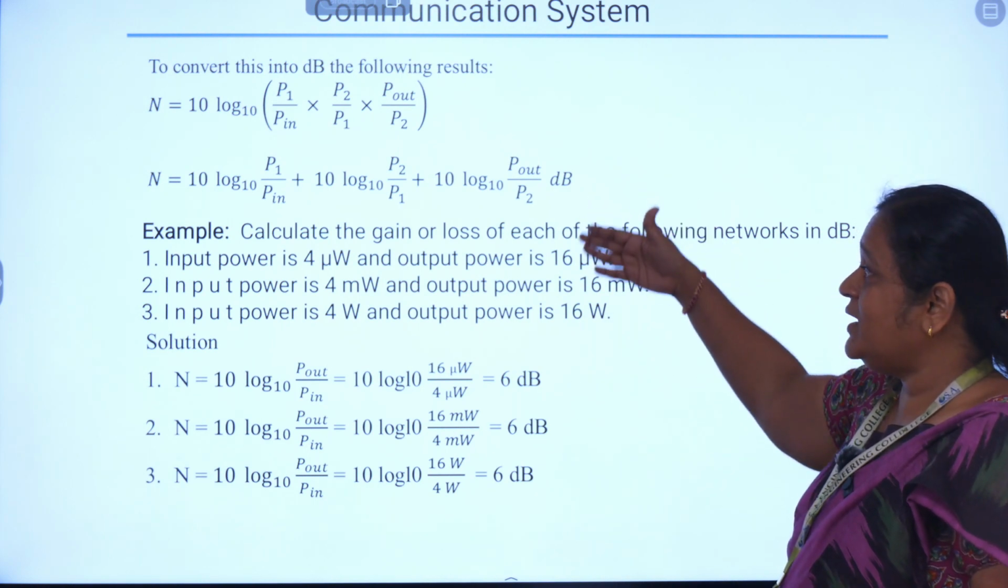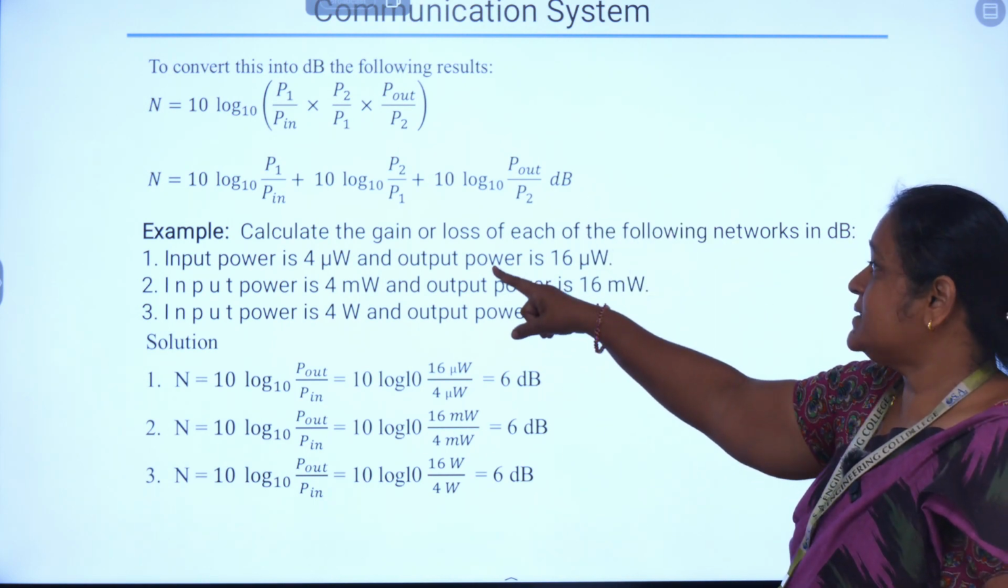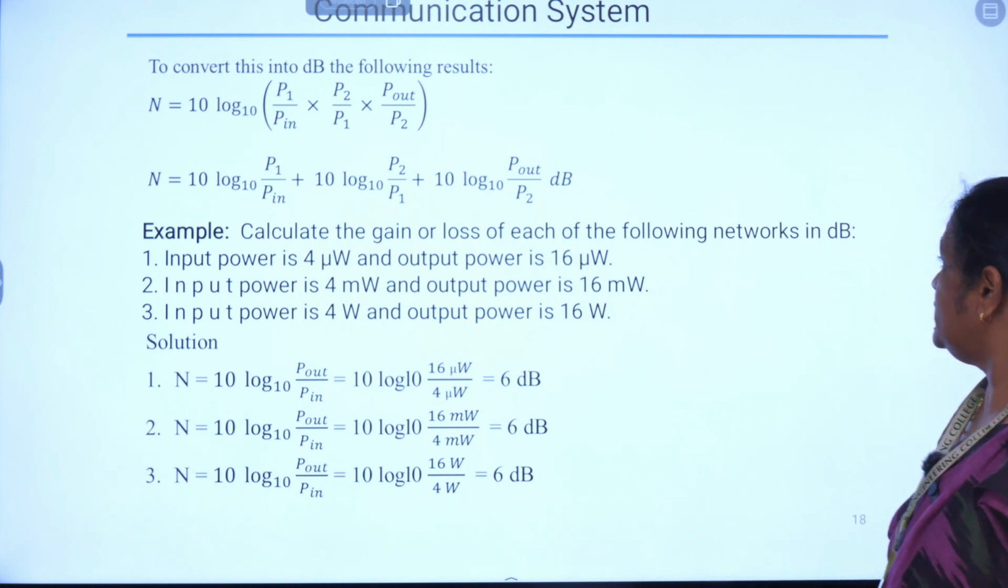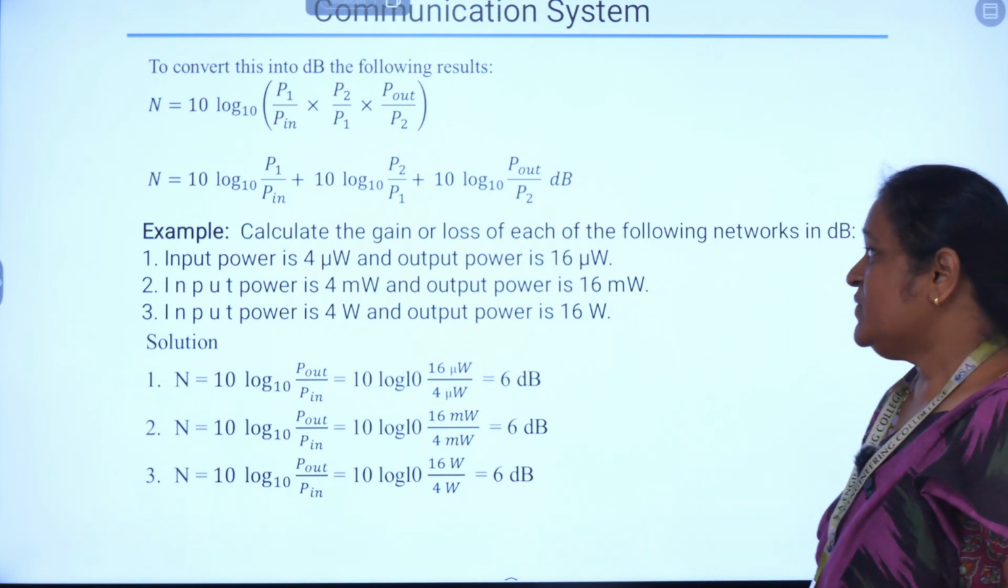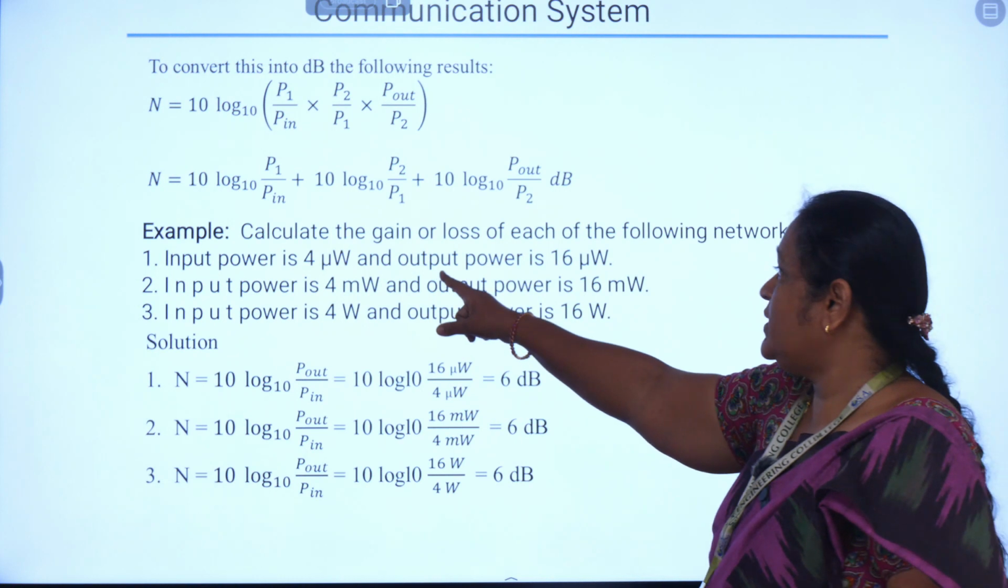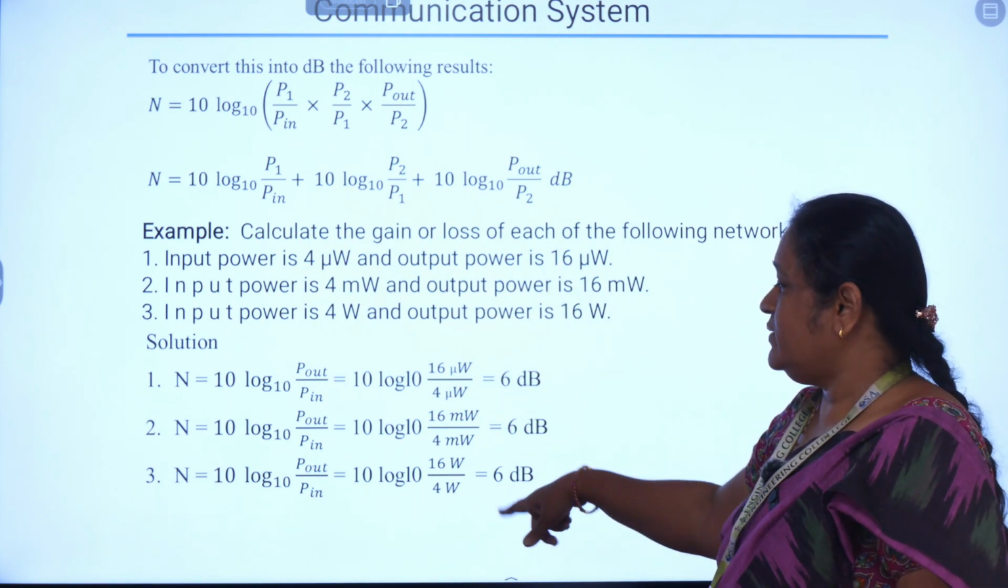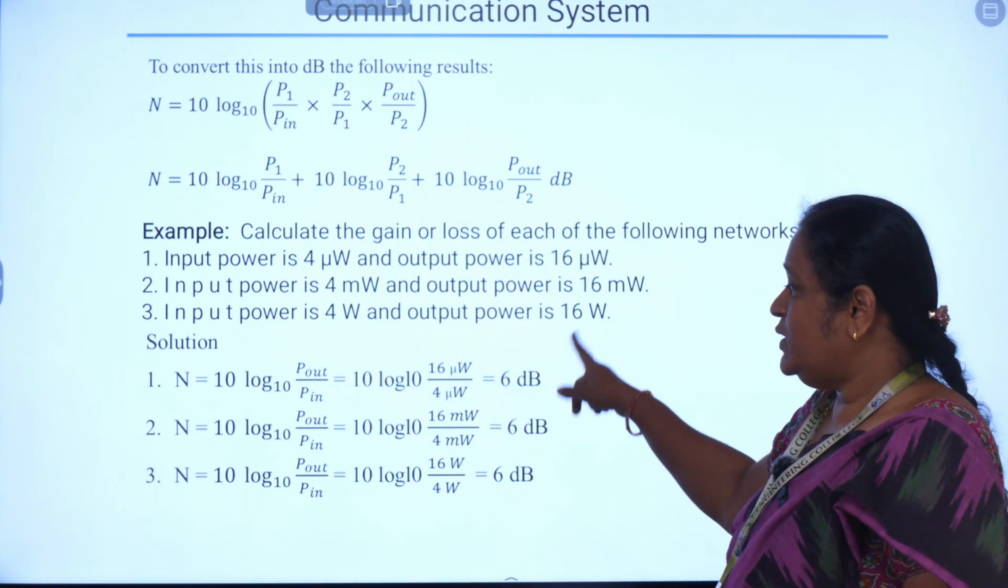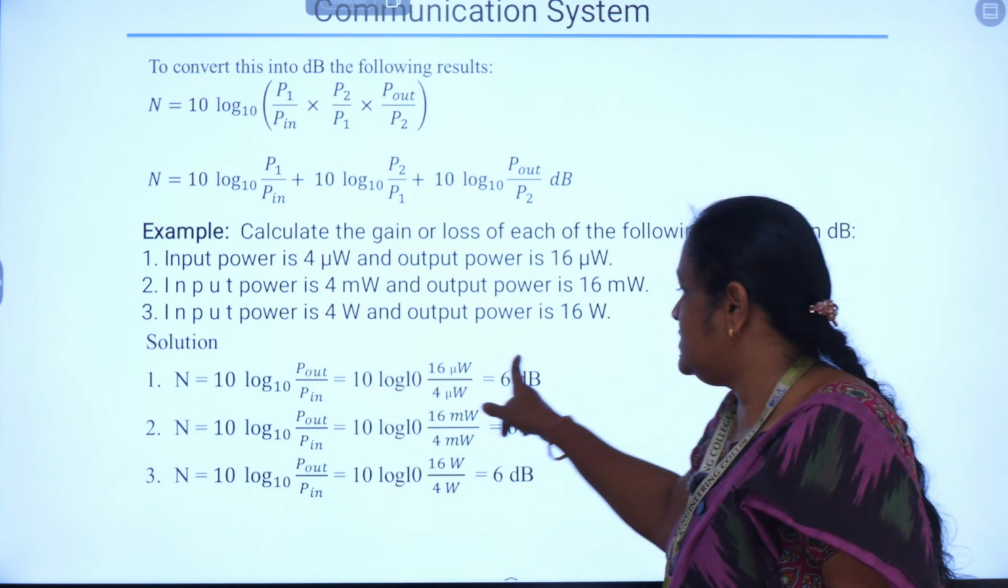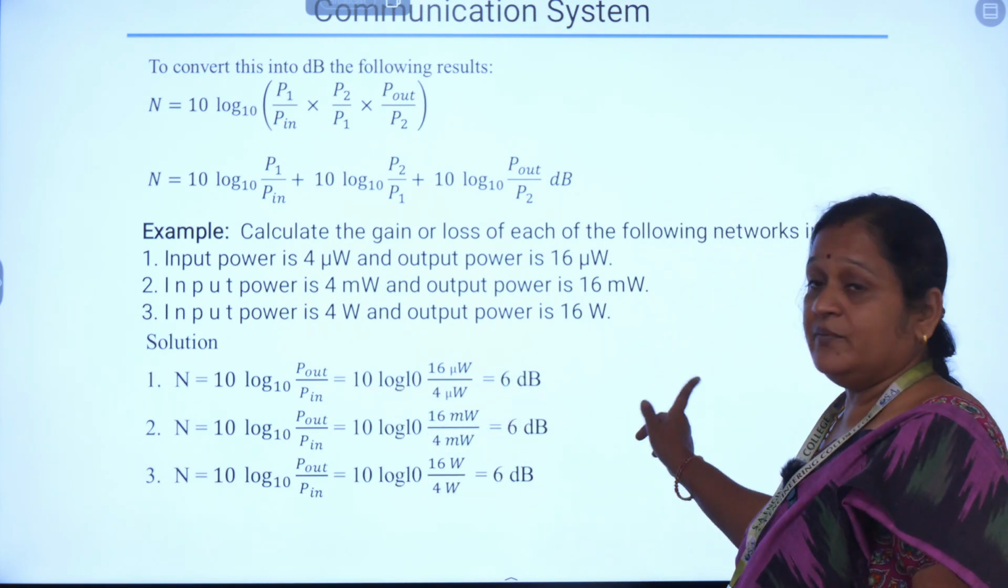By using this formula, take the example: calculate the gain or loss of each of the following networks in dB. The input power is 4 and the output power is 16. Then we substitute these values in this equation, and the final value is 6 dB.